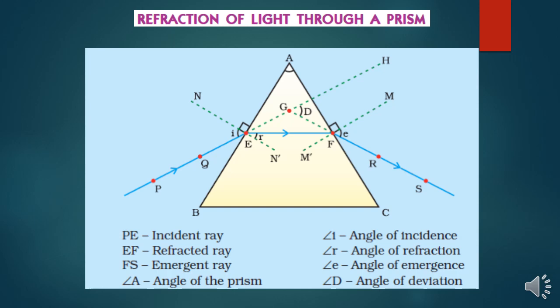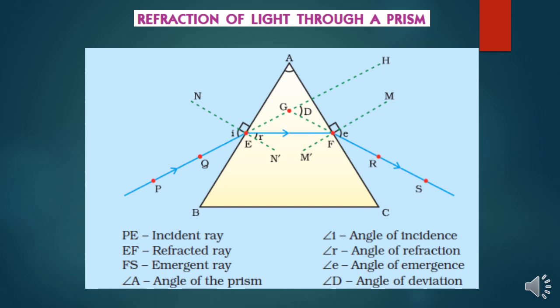Now on the opposite face AC at point F, we have another normal, that is MM dash. At point F, as the ray of light is moving from denser medium to rarer medium, the ray will move away from the normal. So at one time it will move towards the normal, at another time it will move away from the normal. This is how refraction of light takes place through a glass prism.